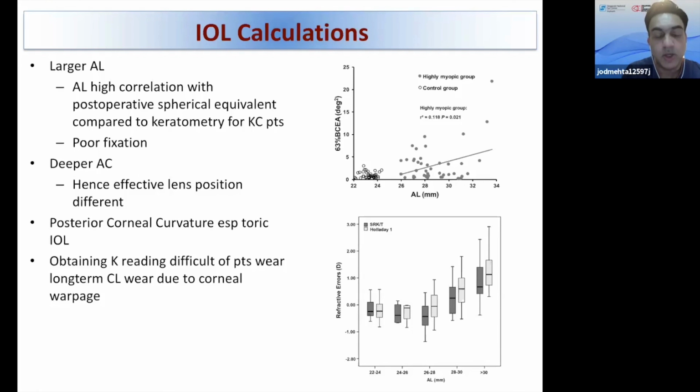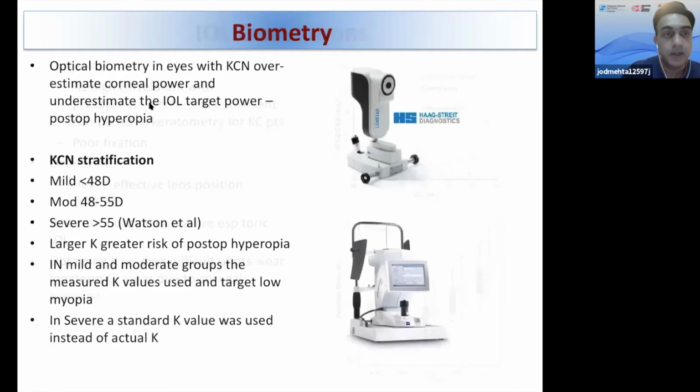Now, I know a lot of the new fourth generation formulas take this into consideration. I think it's important to consider that, especially if you're putting it into a mild to moderate keratoconic. Also, we have to bear in mind that sometimes it can be difficult to obtain good K readings in long-standing contact lens wearers, because they may have corneal warpage. And if they're happy with their contact lenses, and you think they'll be happy wearing the contact lens afterwards, don't put a toric lens in. Put a monofocal in, and let them go back to wearing their contact lenses afterwards.